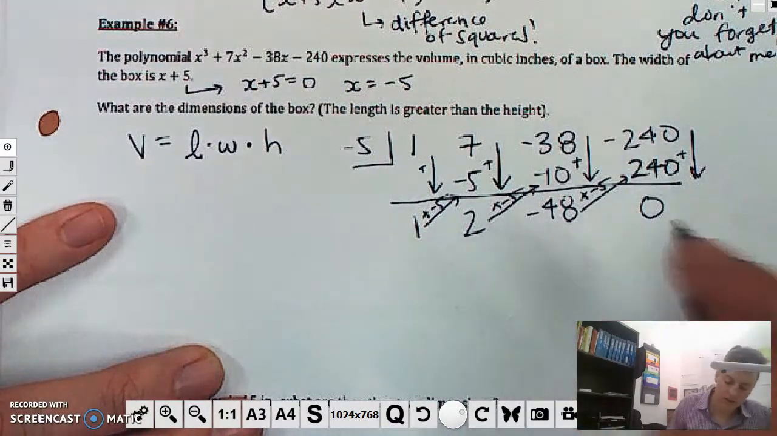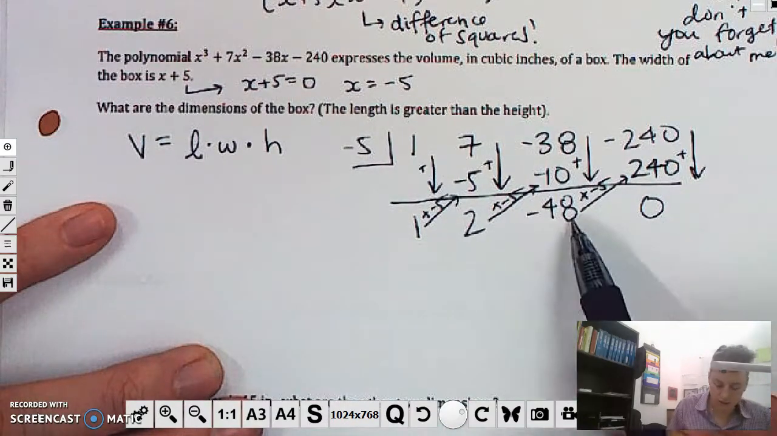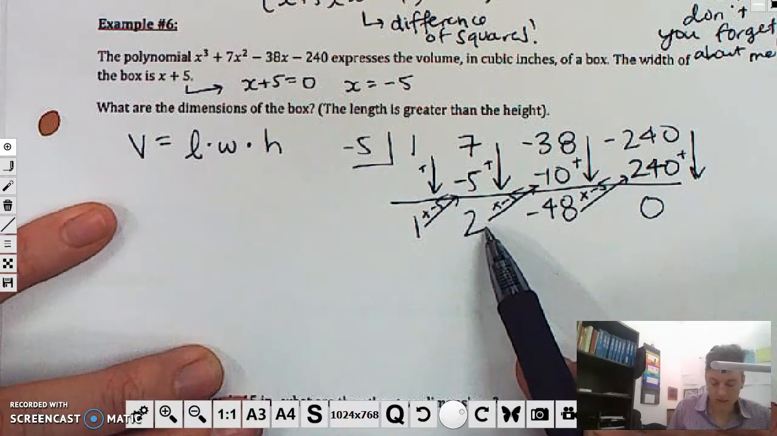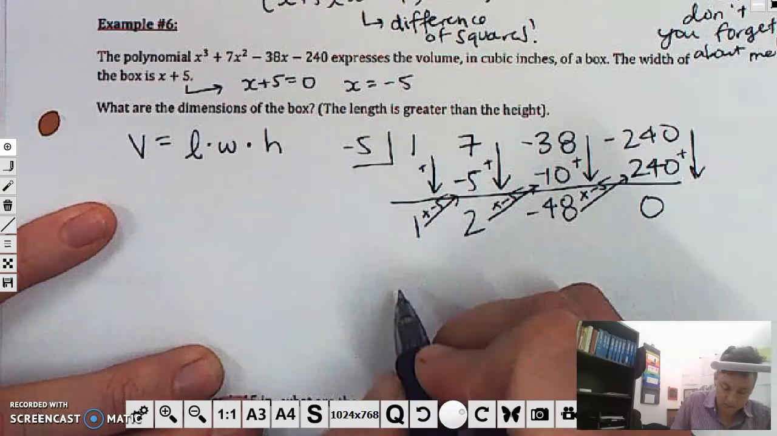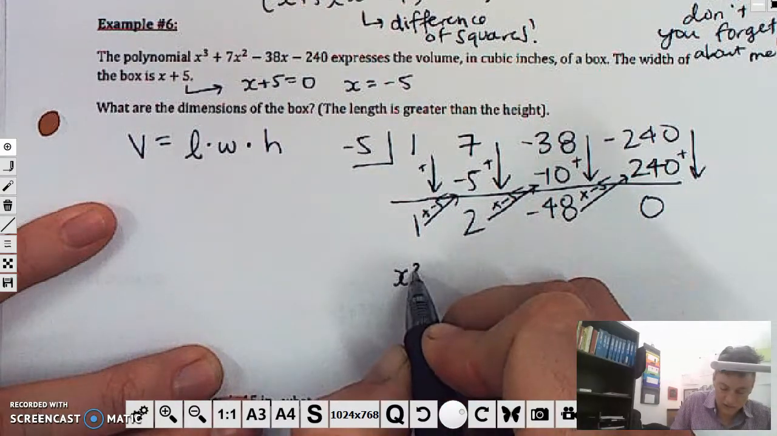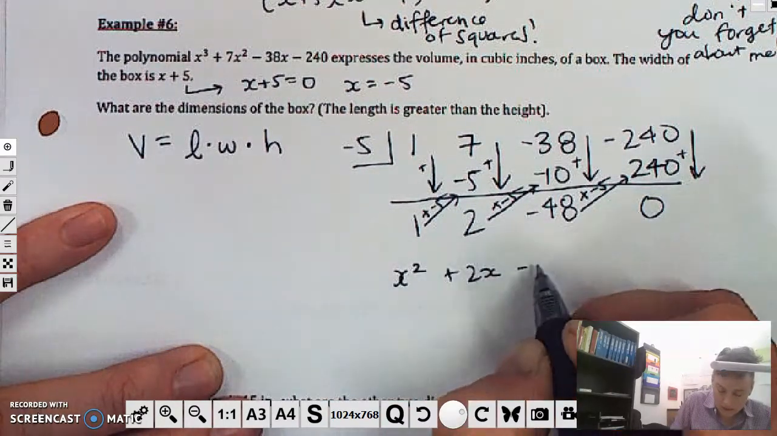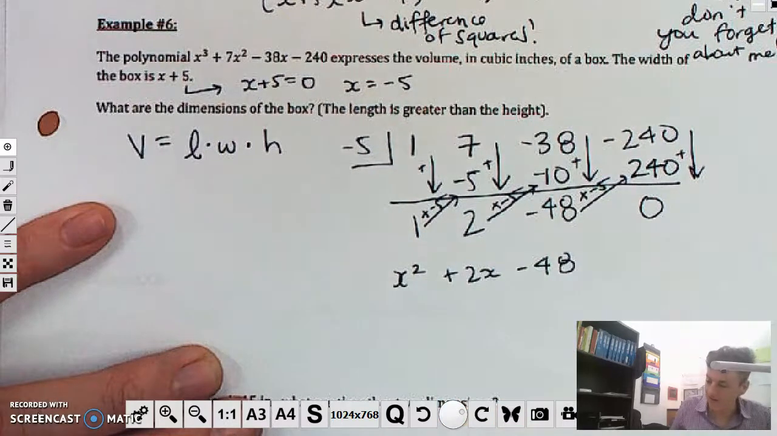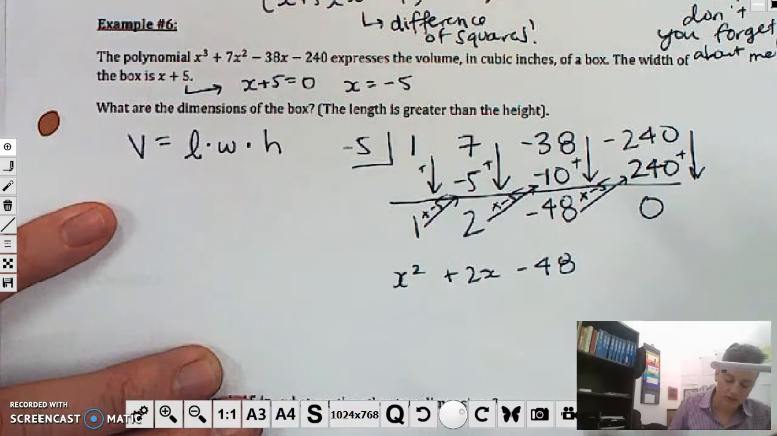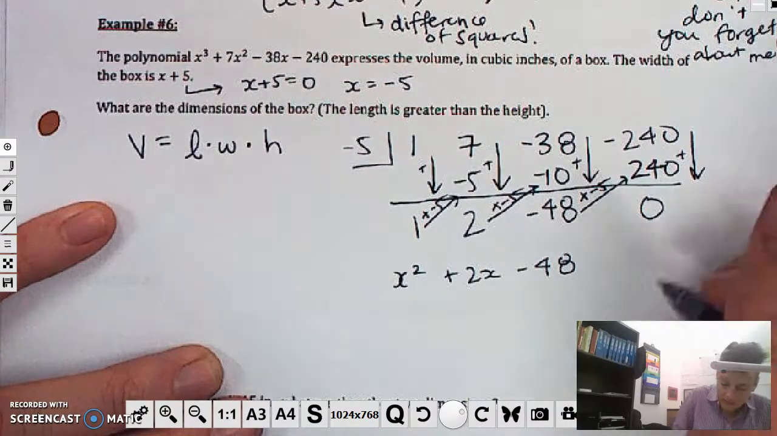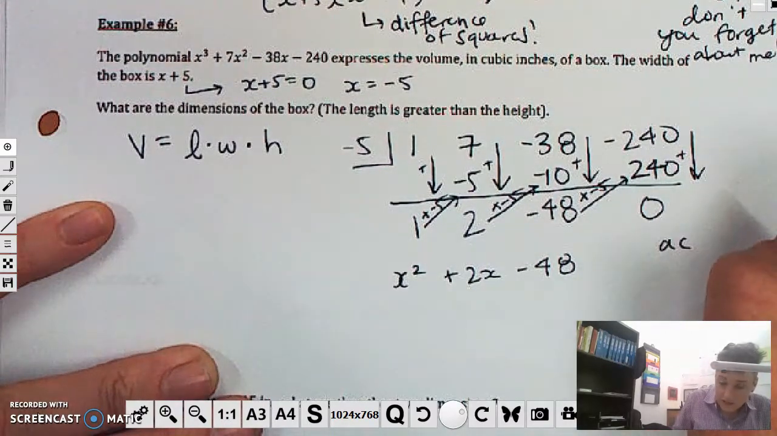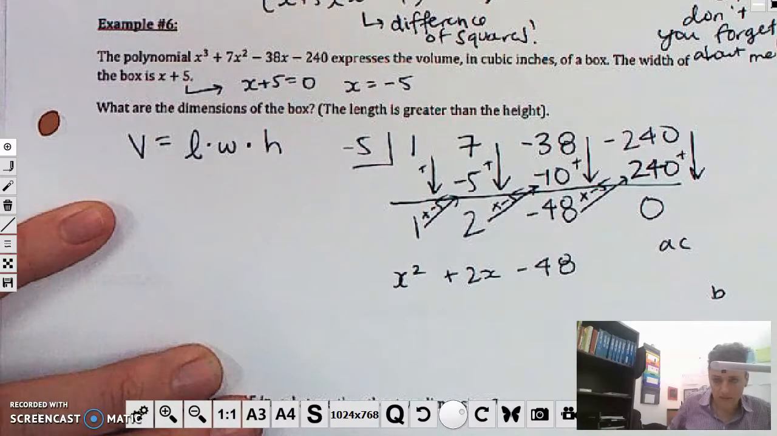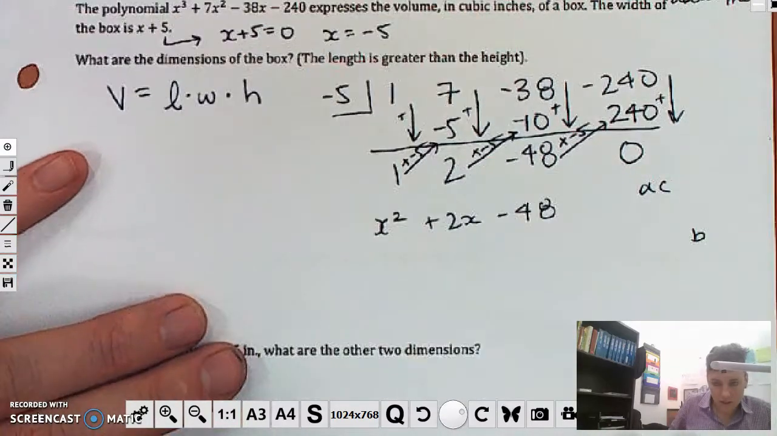Thank goodness. No remainder. Constant term, linear term, squared term, so we've got x squared plus 2x minus 48. I feel like this is probably factorable, so let's check it out. Let's do some ACB action. I'm going to bring this up, it looks like we're running out of space on the screen.